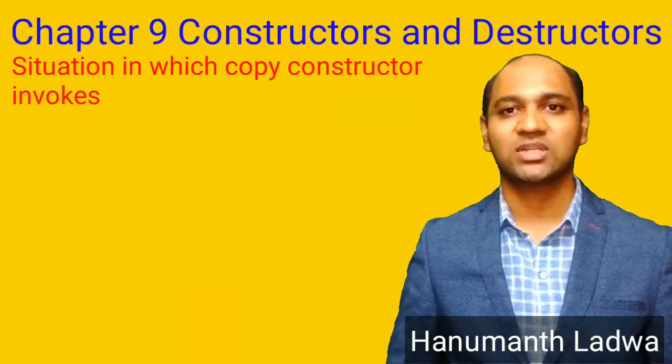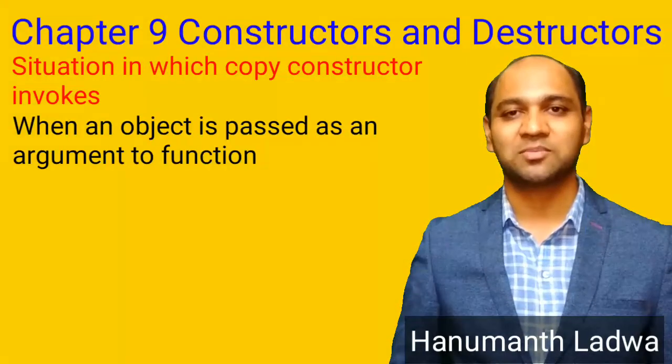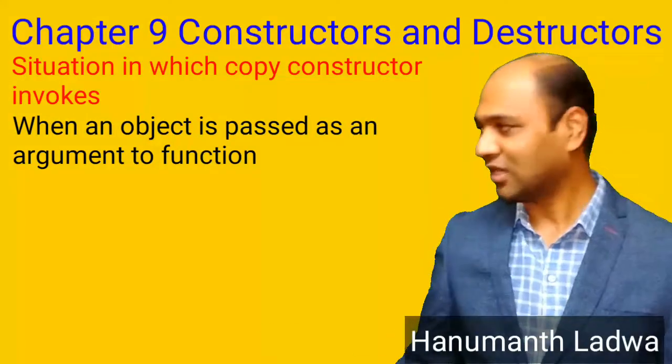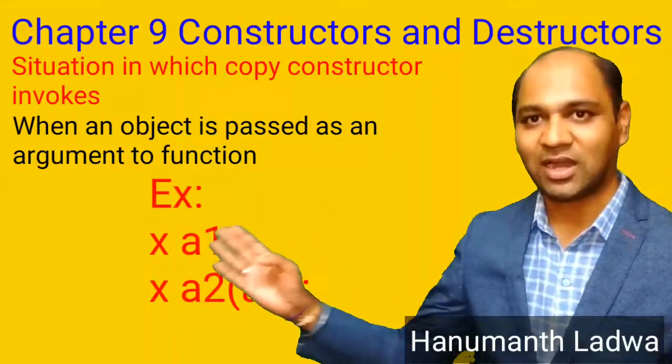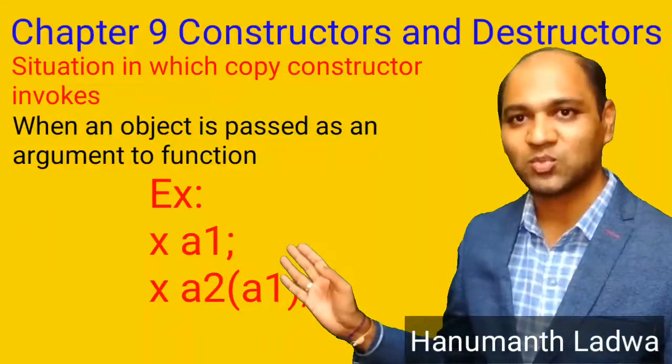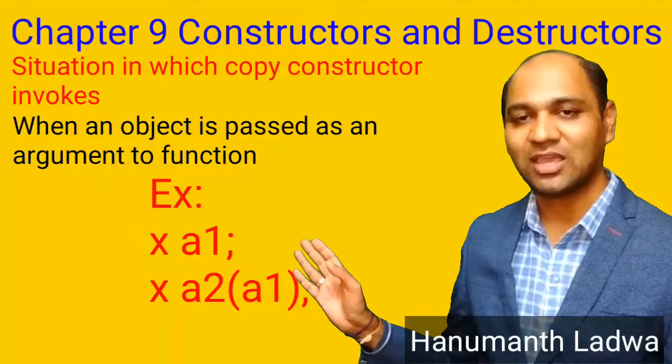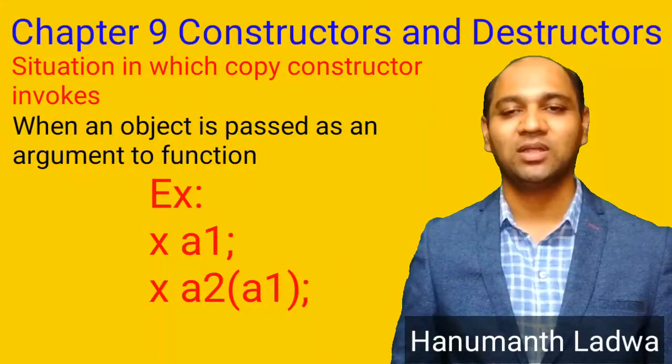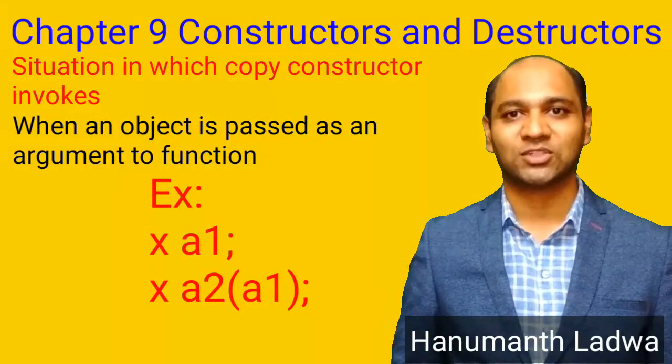And the second situation is when the object is passed as an argument to a function. So here we'll take X a1 and X a2, and inside the round braces we are going to write a1. So here a1 is passed as an argument to the a2 function.